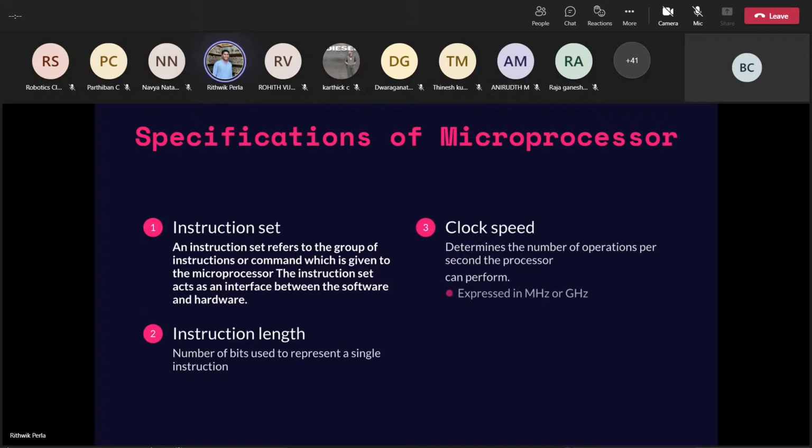Next is the clock speed. Clock speed is nothing but speed, what your friends have said. It determines the number of operations per second the processor can perform. So more operations per second, the faster the speed. Previously, in older times, the early microprocessors like 8051 and 8085 ran in megahertz, which is very slow. Now, in this era, it's mostly in gigahertz, so they're super fast. That's why we're able to do our work smoothly.